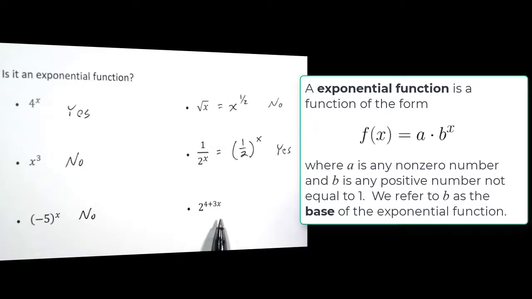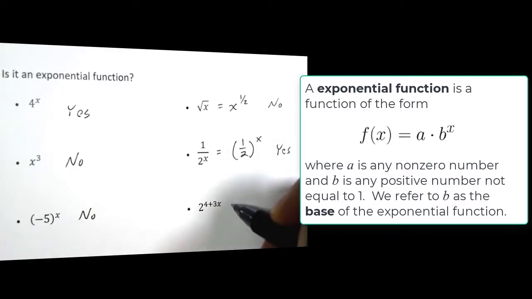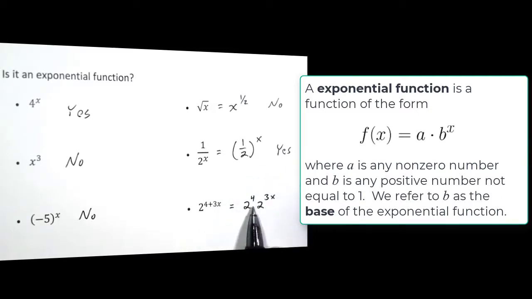Finally, let's look at this last one. Well, this one looks pretty messy up here, right? It's not just an x. We're supposed to just have an x to match the definition, but maybe we could do a little bit of algebraic manipulation like we did up here to fix it up. So let's see. How could I write this? Well, I know I can write this as 2 to the 4 times 2 to the 3x. I know that when I multiply these, I add the exponents. That's what's happening over here. So I can pull it apart this way.